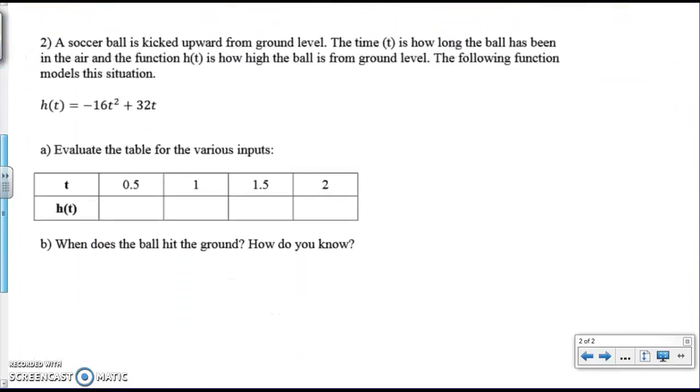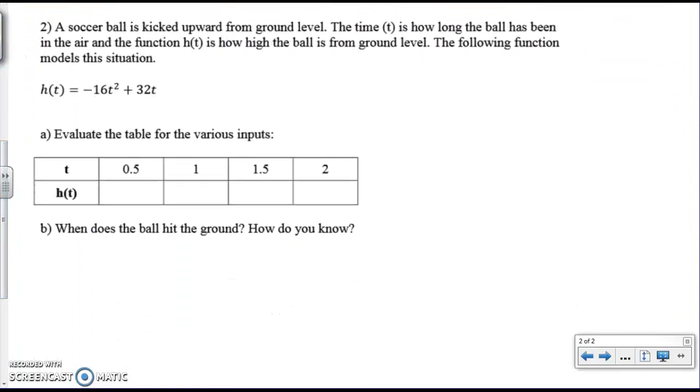Okay, last one. A soccer ball is kicked upward from ground level. The time t is how long the ball has been in the air, and the function h of t is how high the ball is from ground level. The following function models the situation. So here's your function, giving that to you, you don't have to worry about it. So let's go ahead and plug in our values there.